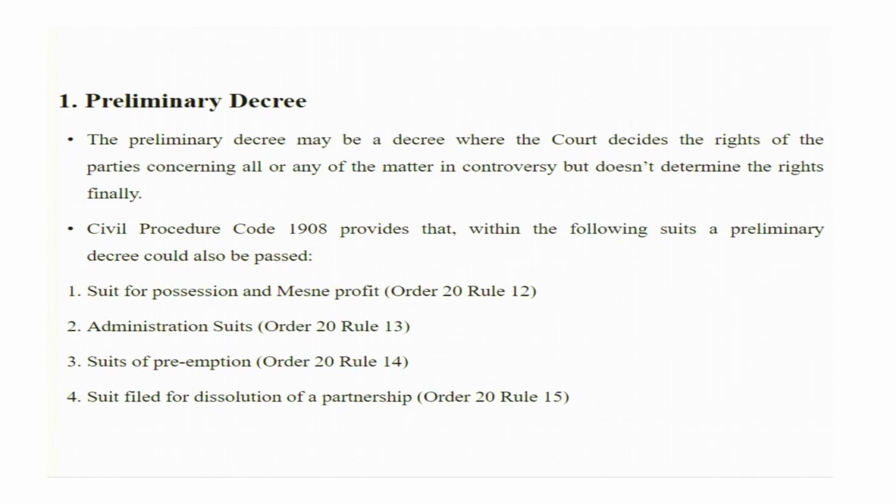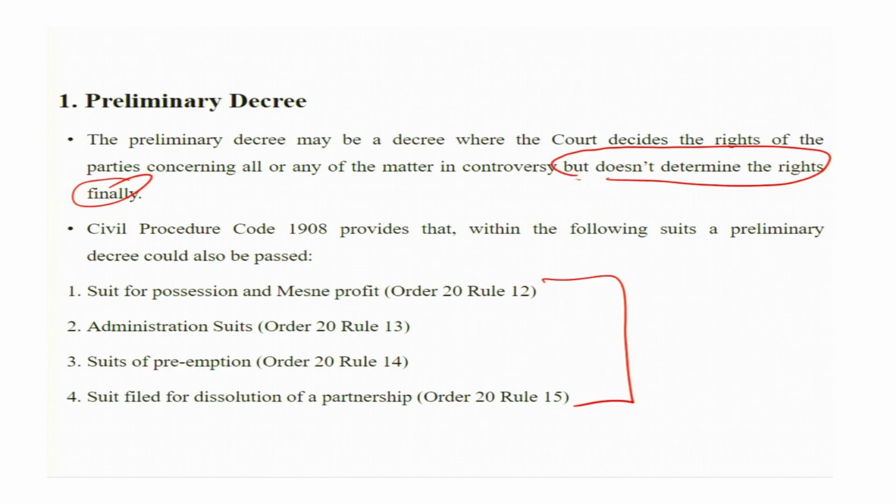See this one. A preliminary decree may be a decree where the court decides the rights of the parties concerning all or any of the matters in controversy, but does not dispose of the suit finally. It does not determine finally, and these are the examples. This list is not exhaustive, there are a number of examples. A preliminary decree is basically not deciding your case permanently.